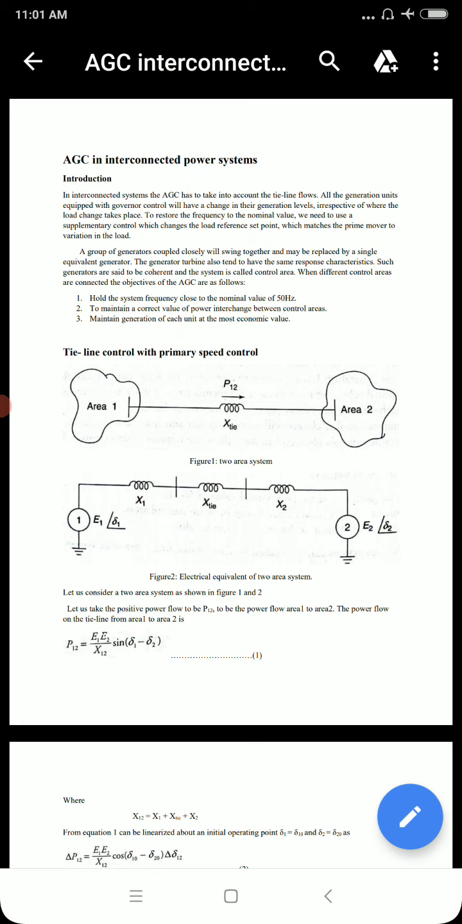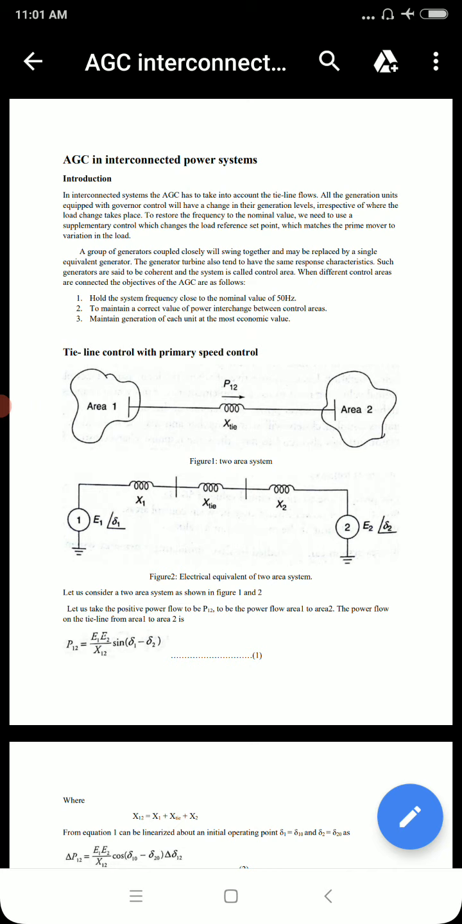In the previous class, we have seen the automatic generation control. That is, we have studied it in second module as well as in the third module's first half. So the second half of the third module is now AGC in interconnected power systems.